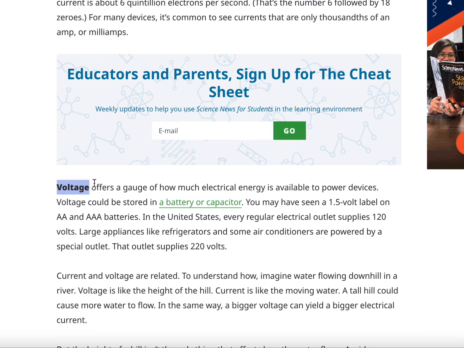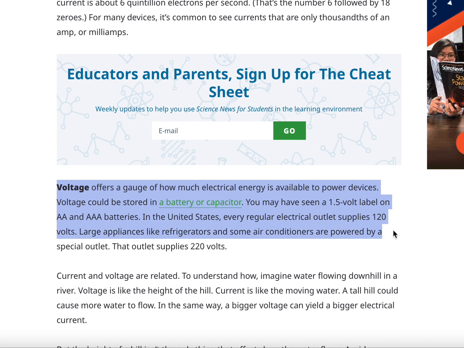Voltage offers a gauge of how much electrical energy is available to power devices. Voltage could be stored in a battery or capacitor. You may have seen a 1.5 volt label on AA and AAA batteries. In the United States, every regular electrical outlet supplies 120 volts. Large appliances like refrigerators and some air conditioners are powered by a special outlet. That outlet supplies 220 volts.